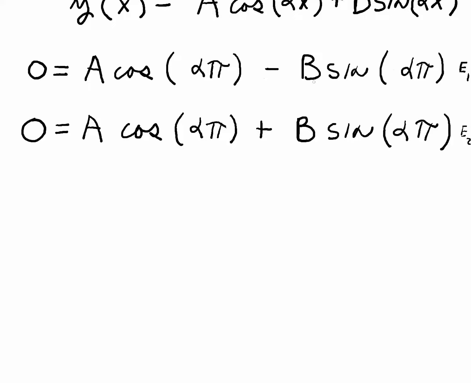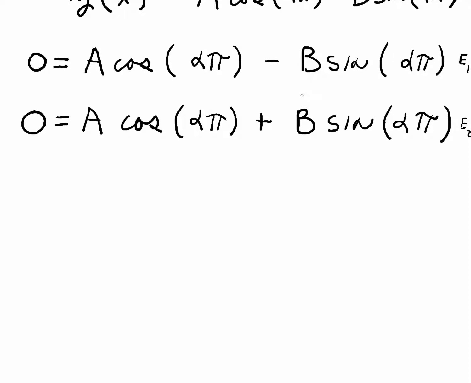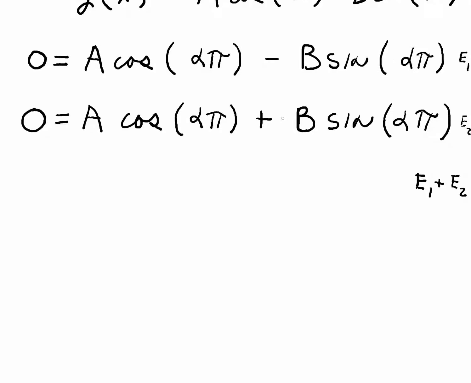Okay, the nice thing about this situation is that we can now try to eliminate our a and our b. For example, if I take what I now call E1 plus E2, what does that do? That eliminates the b's, but it gives me the equation 0 is equal to 2a times the cosine of alpha pi.